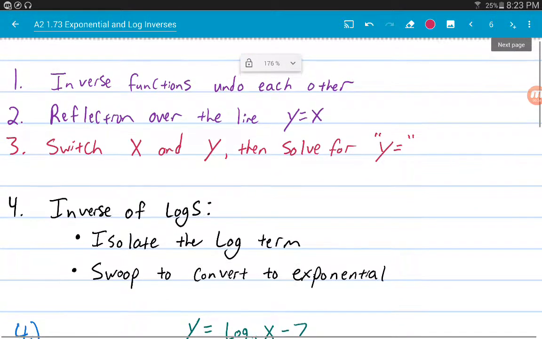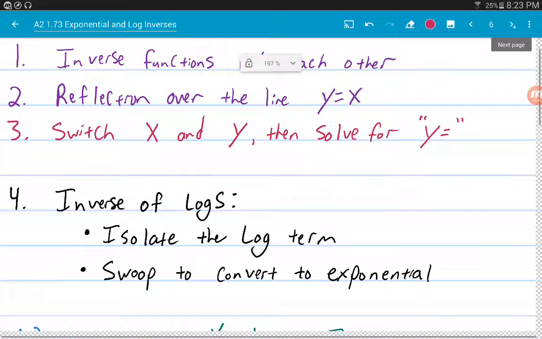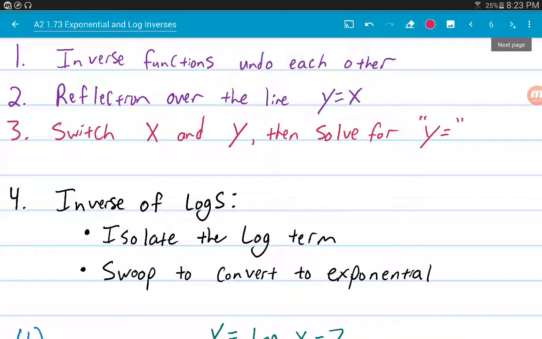So, what are inverse functions? Well, inverse functions undo each other. Inverse functions cancel each other out. They look like a reflection over the line y equals x, and in order to solve for the inverse of a function, you switch x and y, and then solve for y equals. If you want to write any of this down, just pause, because I'm going to move quickly. There's a lot to cover.